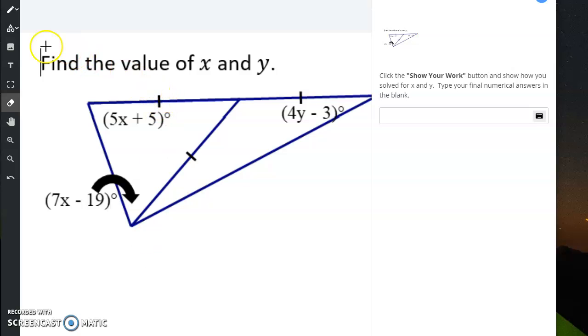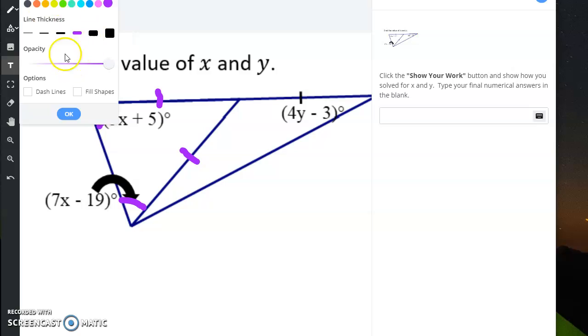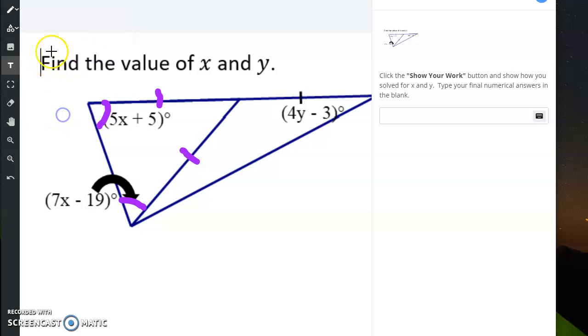So the first thing I'm going to point out is that this triangle on the left here is isosceles, meaning the base angles are going to be equal to each other. So if the base angles are equal, that means I can take the 5x plus 5 and set that equal to the 7x minus 19.